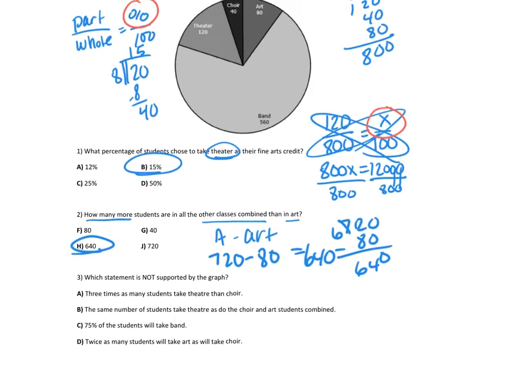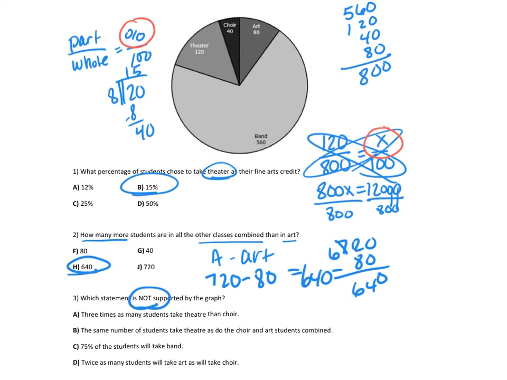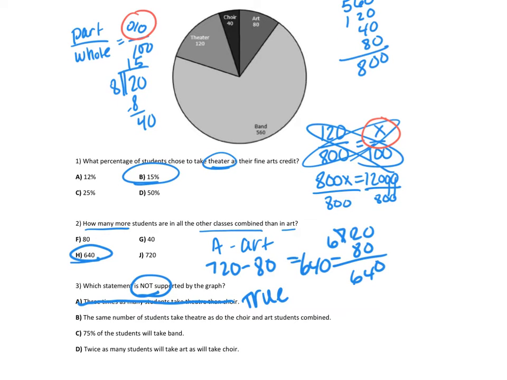Which statement is not supported? So that's the key word right there, not supported by the graph. A, 3 times as many students take theater than choir. Well, theater has 120 and choir has 40, and if you do 40 times 3, you get 120. So that is true, right? So that can't be our answer because we're looking for the not true one. B, the same number of students take theater as do choir and art combined. Theater is 120, choir and art together is 40 plus 80, which is 120. So that is also true.